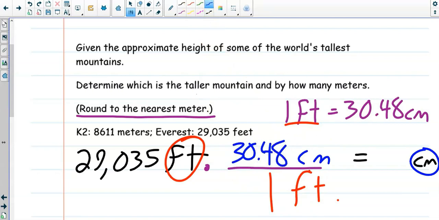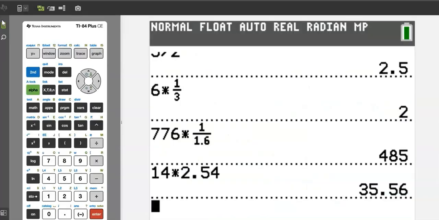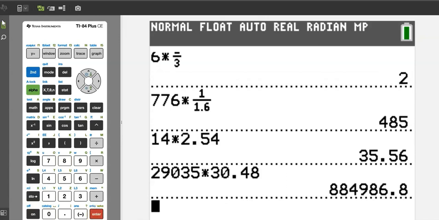Let's do some multiplying real quick. We need to take 29,035 and multiply that by 30.48. Let me double check, make sure that it was 30.48. Yes. Hit enter. And there's what Mount Everest is in centimeters.